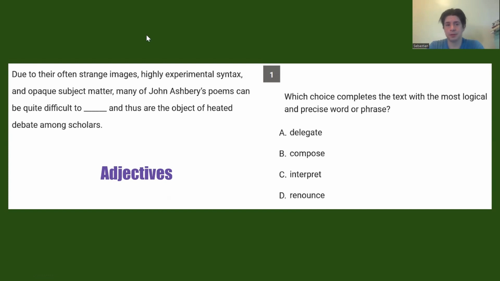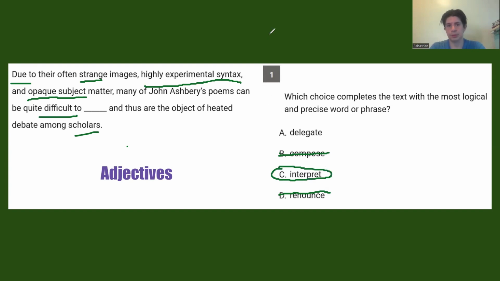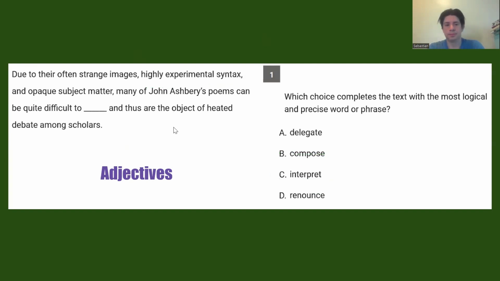Okay, and we're going to focus on the adjectives here, right? This is your transition, right? This one doesn't have so much statement and restatement, although you can think of the first part as setting it up. So they're strange, highly experimental syntax. Remember, syntax is grammar and structure, and opaque, which is hard to see through. So all these things make it seem like he's hard to read, right? And then can be quite difficult, right? So hard to read, how would we say that? Hard to compose, that would be if we were writing them, but we're reading them. The scholars are reading them, not Ashbery. So it'd be not compose. And then renouncing is to quit them or reject them, which doesn't make sense. And delegate also doesn't make sense. So we're going to go with interpret. It's hard to interpret his work. Okay. Great. And now we'll go to the next one.